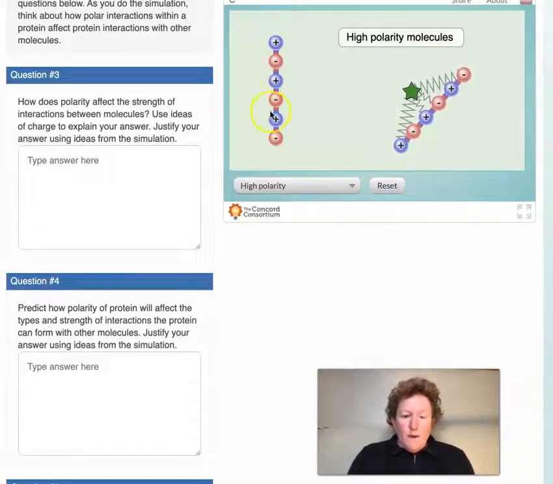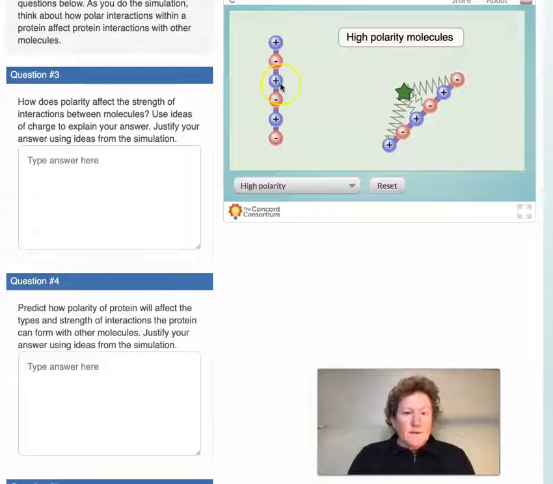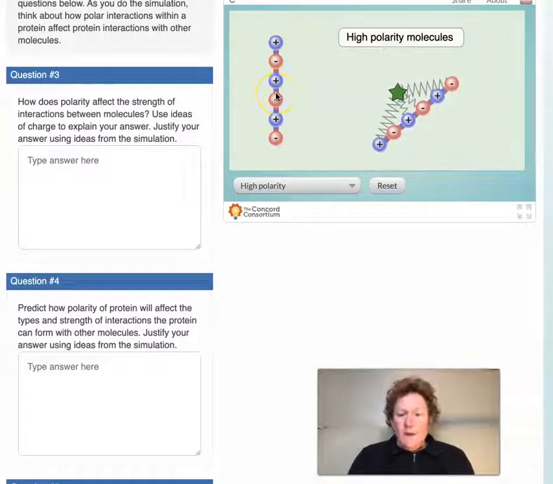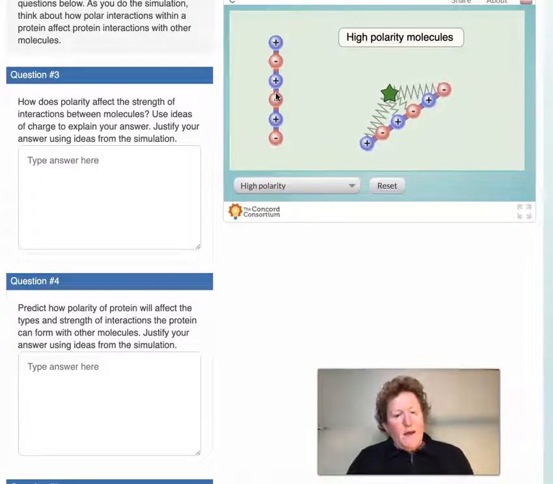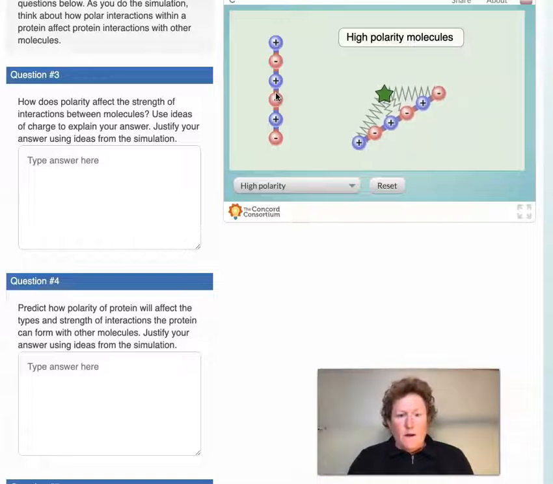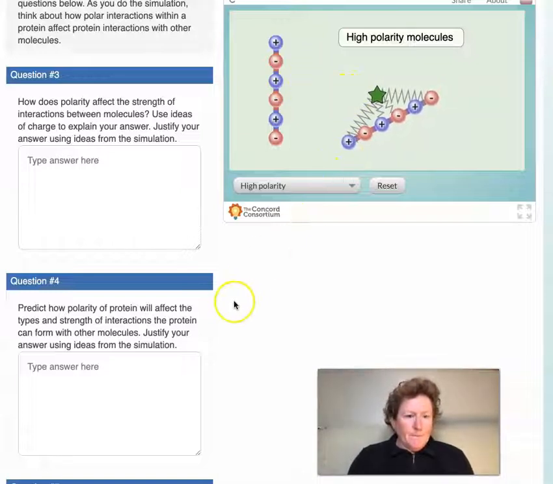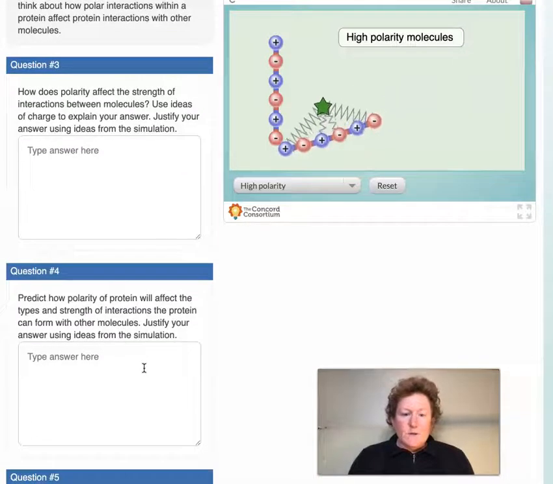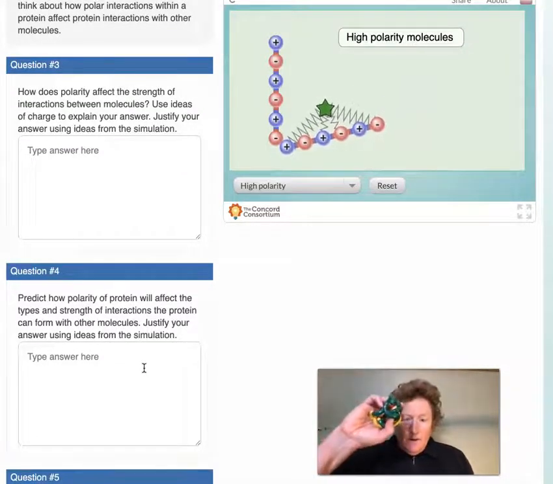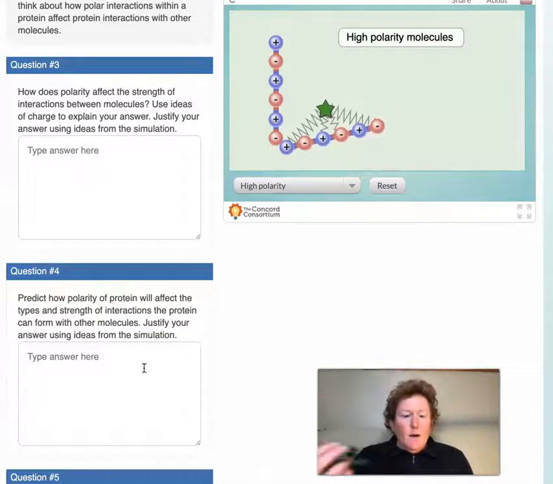If you have a lot of polar atoms, remember we talked about how nitrogen and oxygen create a lot of polarity in amino acids and other molecules. If you have those polar atoms in your molecule, how is that going to help make it react with other molecules that also have polar inducing atoms? Atoms that don't share their electrons well. So that's question number 4. If you've got a lot of polarity in your protein, how is it going to behave compared to a protein where you don't have so much polarity?